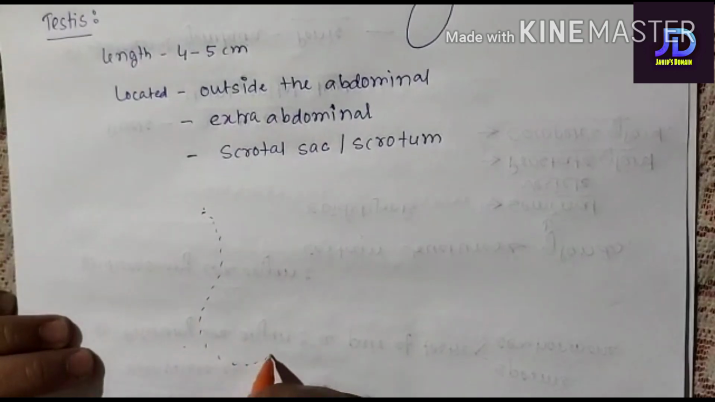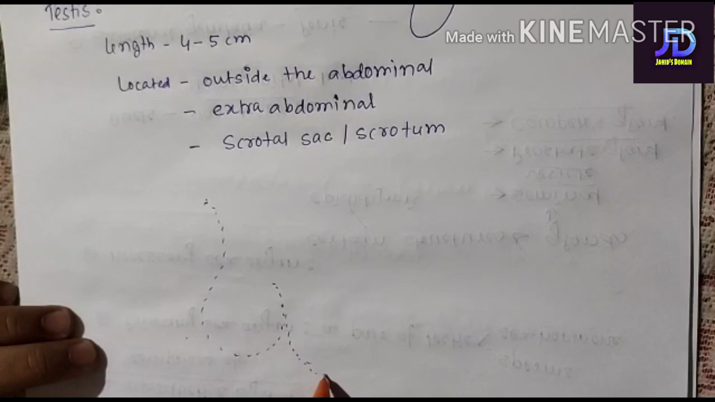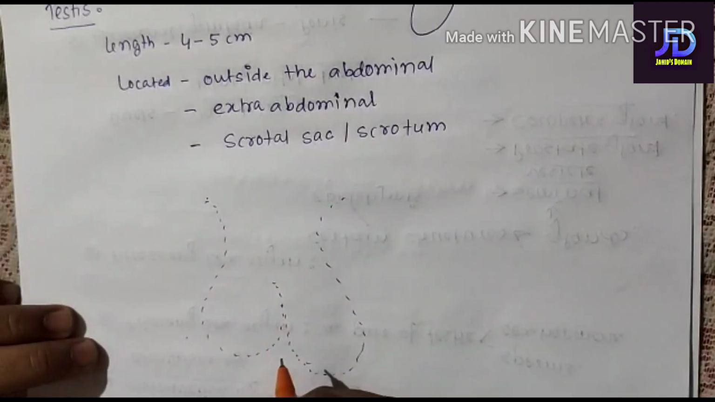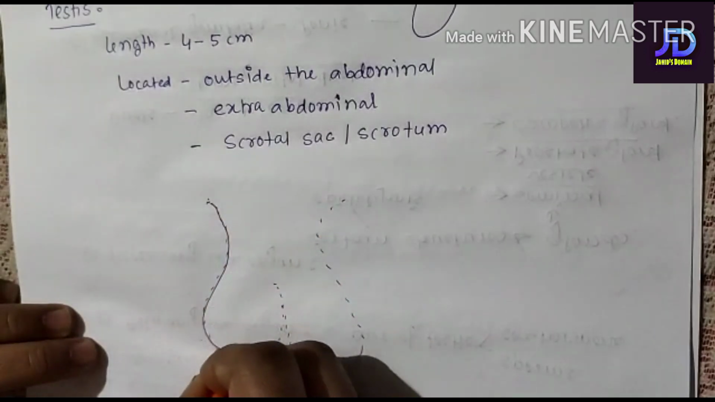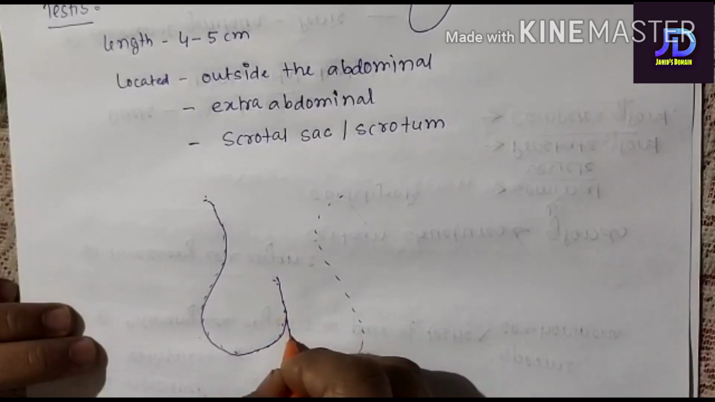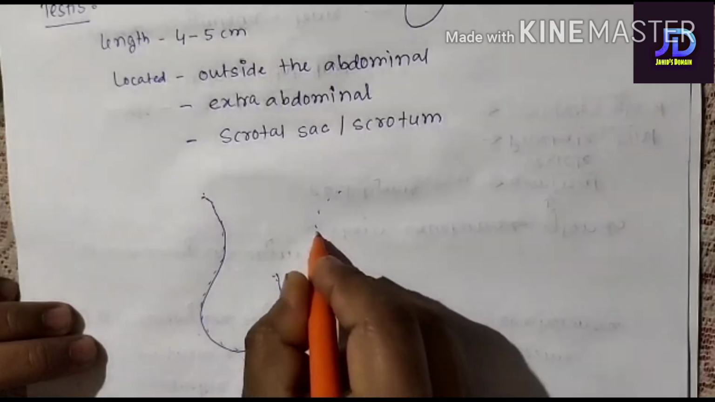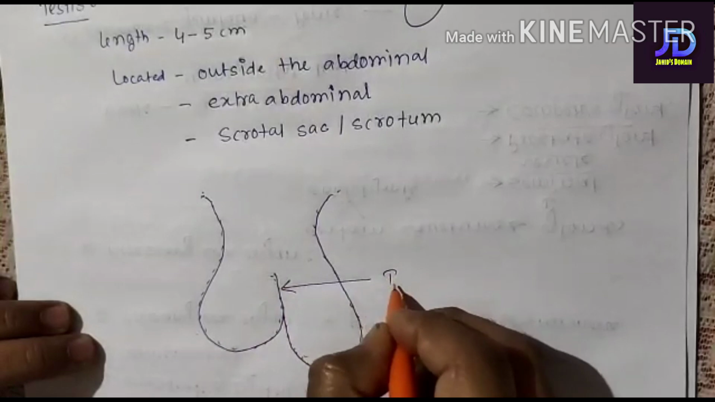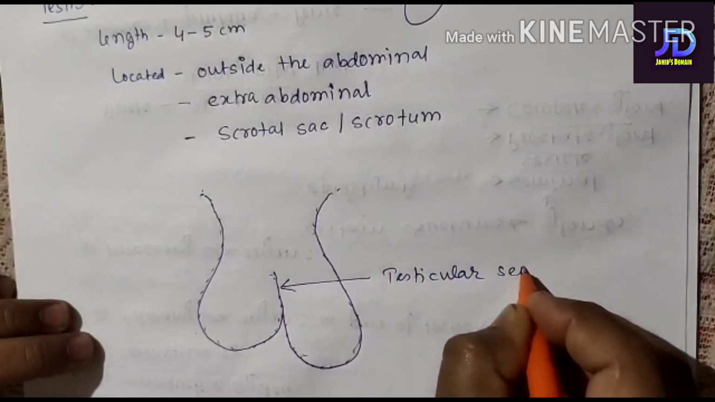This is the sac-like structure. Now, these two scrotal sacs are separated by a septum, which is known as the testicular septum. Now we label it. This is the testicular septum.